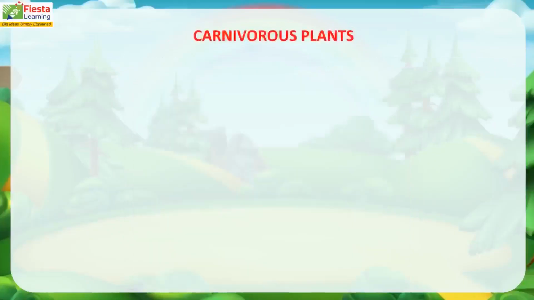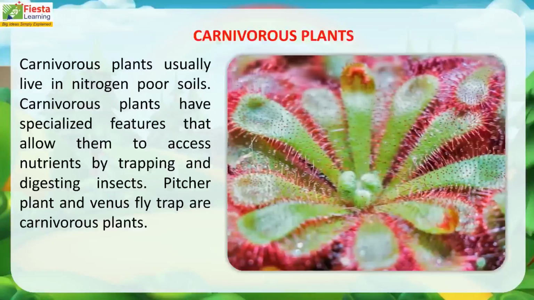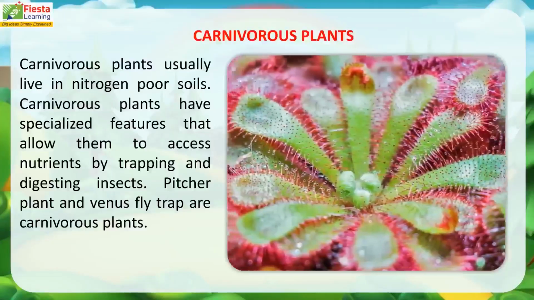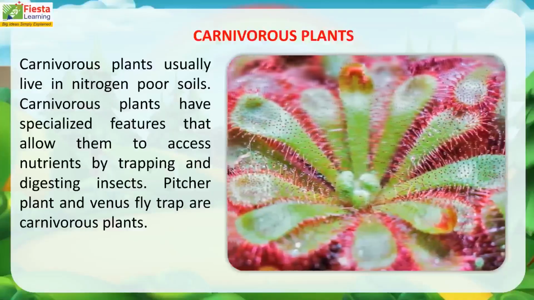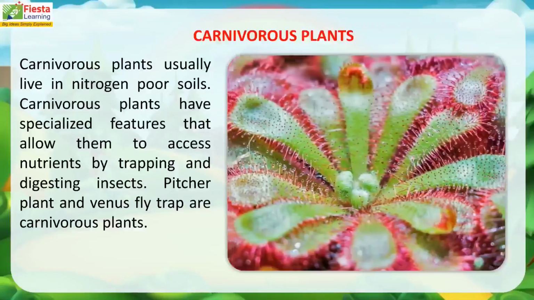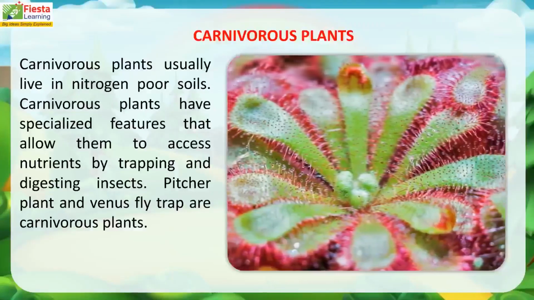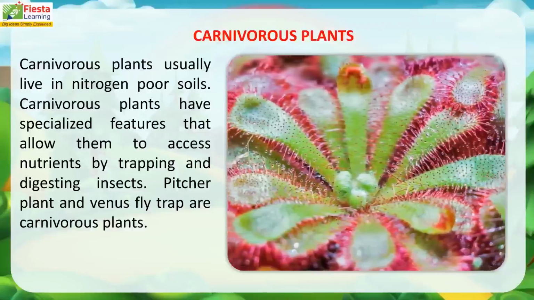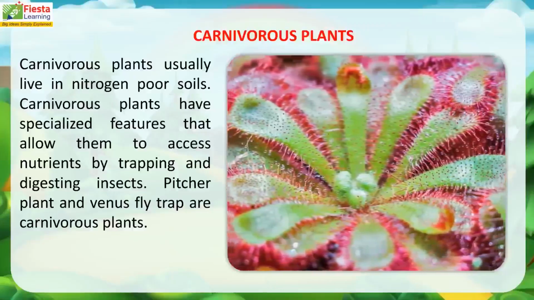Carnivorous plants. Carnivorous plants usually live in nitrogen-poor soils. Carnivorous plants have specialized features that allow them to access nutrients by trapping and digesting insects. Pitcher plant and Venus flytrap are carnivorous plants.